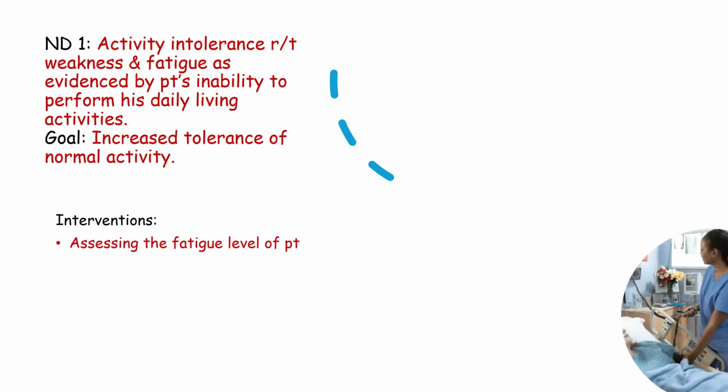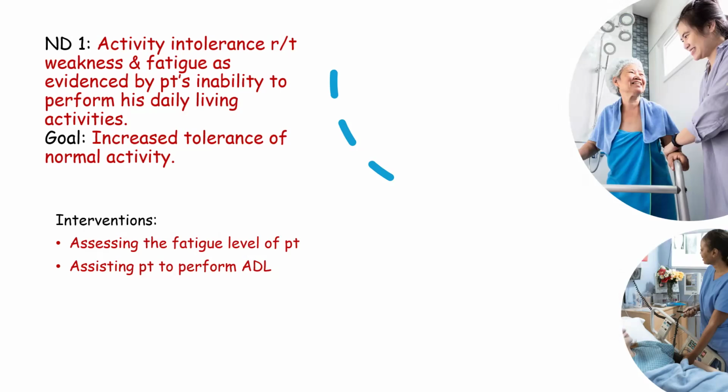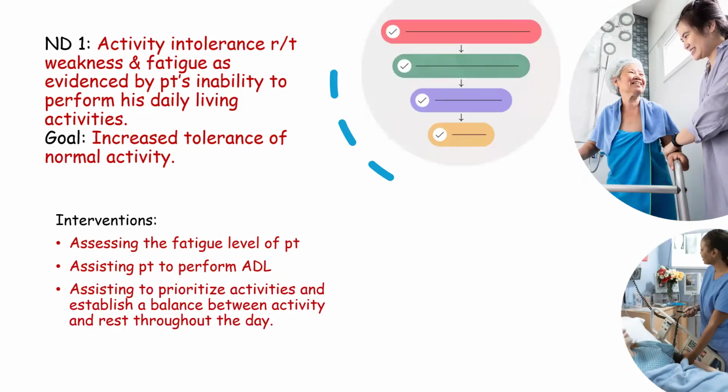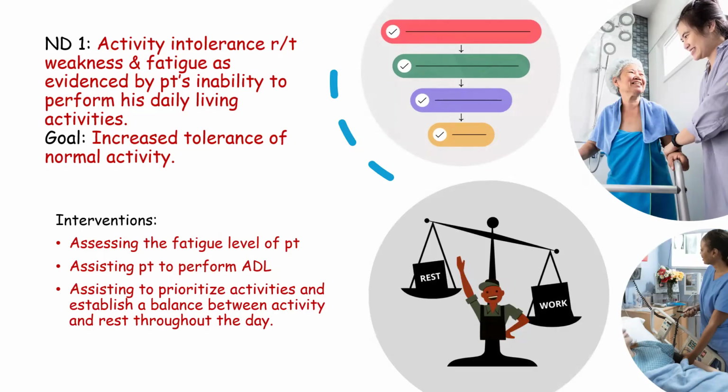Nursing interventions for this diagnosis can be assessing the fatigue level of patient, like how much is he able to perform his daily living activities. Next, assisting the patient to perform their daily living activities on their own as much as possible. It is also important to assist them prioritize activities and establish a balance between activity and rest throughout the day. Patients with chronic anemia need to maintain a regular period of some physical activity and exercise to prevent the functional decline that results from inactivity.